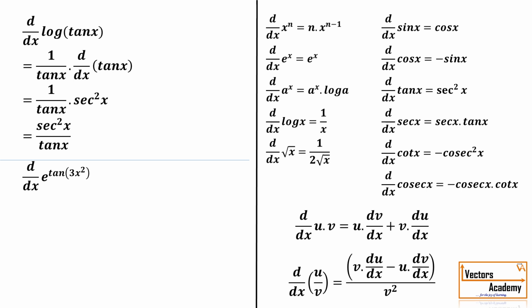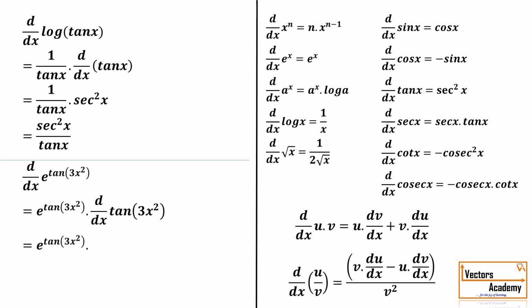Let's look at another question. Derivative of e raised to tan of 3x square. Now there are three functions involved. The first one is e raised to x, the second is tan x, and the last is the polynomial function, which is 3x square. First, we know the derivative of e raised to x is e raised to x. So the derivative of e raised to tan 3x square will be the same, e raised to tan 3x square. But x is replaced by tan 3x square, so the extra term will be the derivative of tan 3x square. So the first step is solved.